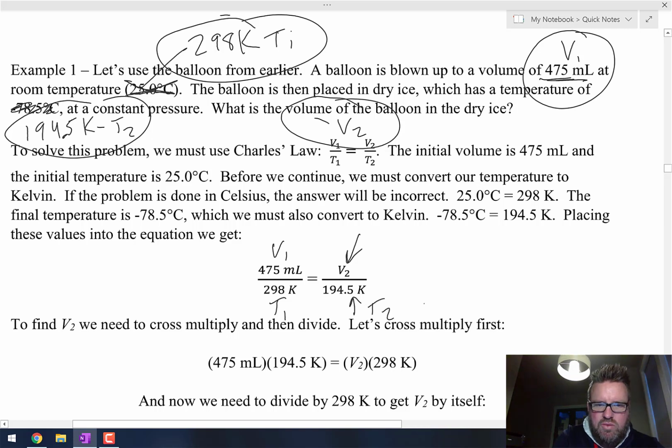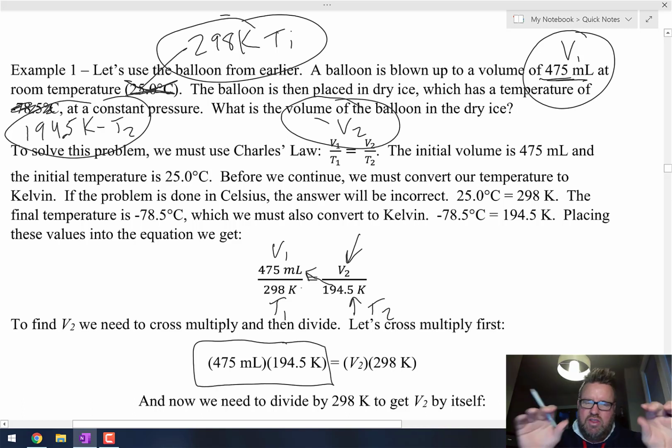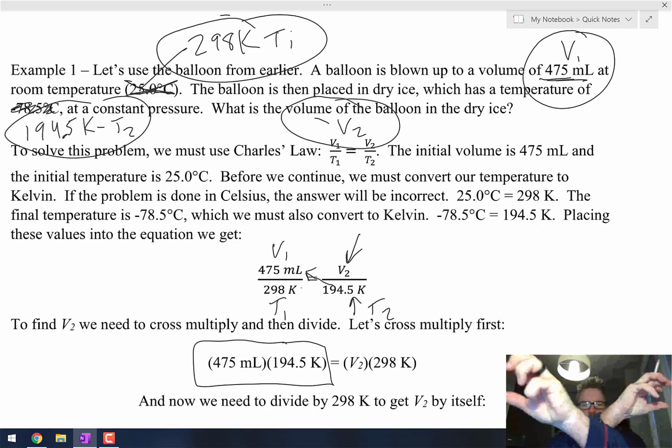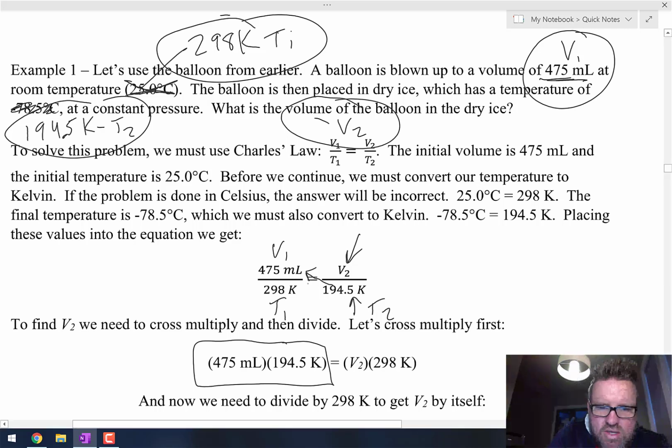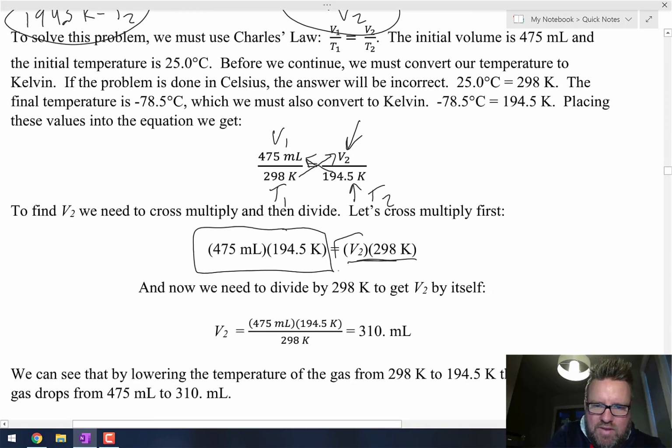that is T2. Okay, now just like in math, when you have a fraction, what do you do to solve that? You cross multiply. So I'm going to cross multiply, which means I'm going to multiply the 194.5 up to here, and notice what it becomes. That's what cross multiplication is: you take the denominators on both sides and multiply them on the opposite sides. So notice the 298, I multiply it with the V2. And now it's just a basic algebra problem where we have to get V2 by itself.